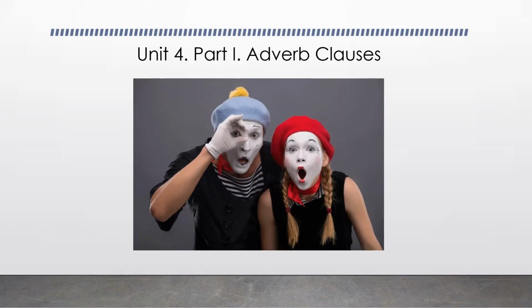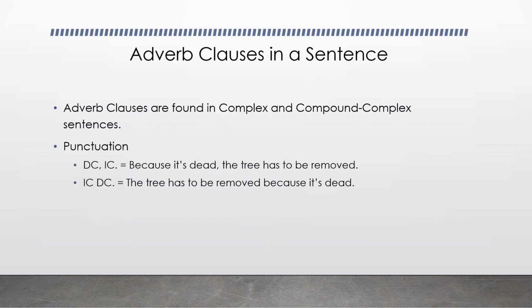In this video, we will talk about adverb clauses. What do we know about adverb clauses? They are found in complex and compound complex sentences, and the way we punctuate adverb clauses is the following. If a sentence begins with a dependent clause, it is followed by a comma. If a sentence begins with an independent clause and then followed by a dependent clause, there is no comma. I'm sure you recognize this formula from previous lessons.